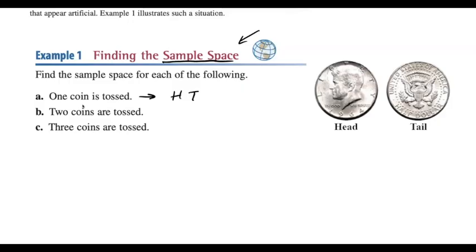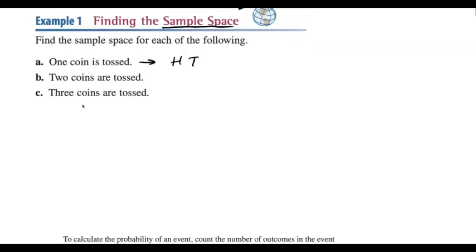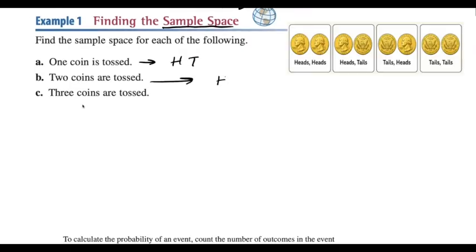That's our sample space. 2 coins are tossed. Well, in that case, we could get heads and heads, heads and tails, tails and heads, or tails and tails. Our sample space is 4 this time. The first time there's only 2 things, heads and tails. When we toss 2 coins, now it gets bigger. We have heads, heads, heads, tails. We have all those different combinations.